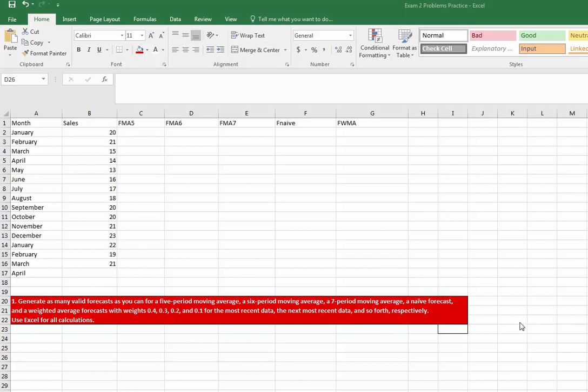Okay, we are looking at creating several forecasts, and in this particular assignment we're not evaluating the forecasts, so we're not creating error functions and error analyses. Our instructions are as follows: generate as many valid forecasts as you can for a 5-period moving average, 6-period moving average, 7-period moving average, a naive forecast, and a weighted average forecast with weights 0.4, 0.3, 0.2, and 0.1 for the most recent data, the next most recent data, and so forth, respectively.